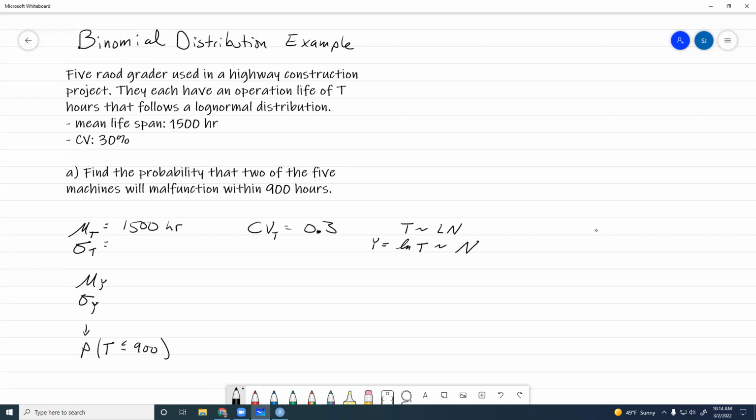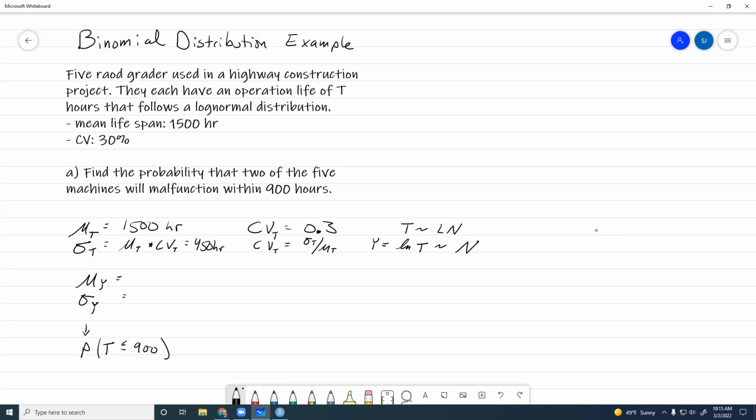So first of all, what's the standard deviation of T? How do we find that? What's the formula for this? Sigma T over mu T. Okay, so we can calculate that. So that's just going to equal mu T times CV. Okay, let's go ahead and do that. We get 450 hours. All right, so now we've got these two parameters.